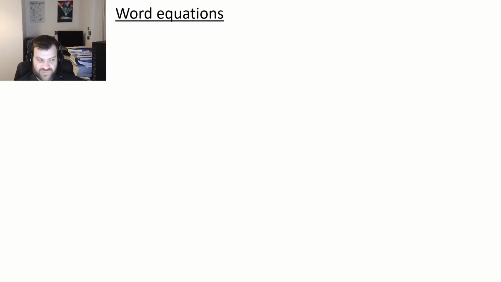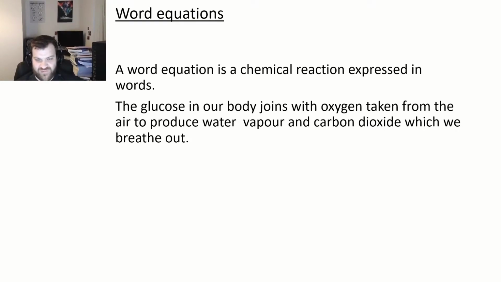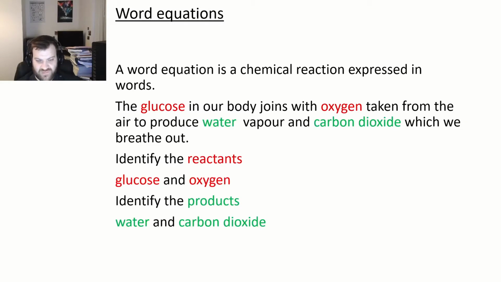Starting off with word equations first, this is just a way of expressing what happens in a chemical reaction using words. We're given a description of a chemical reaction. In this case, the glucose in our body is joining with the oxygen taken from the air to produce water vapor and carbon dioxide, which we breathe out. We first would find out our reactants, which are the chemicals we have at the start, and then identify our products, which we have at the end.